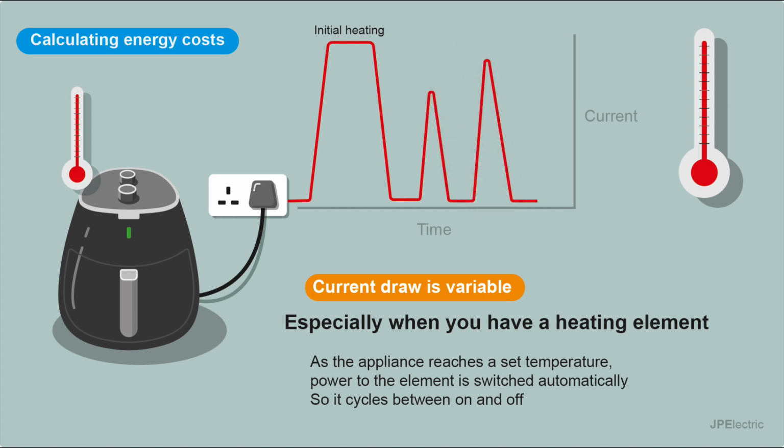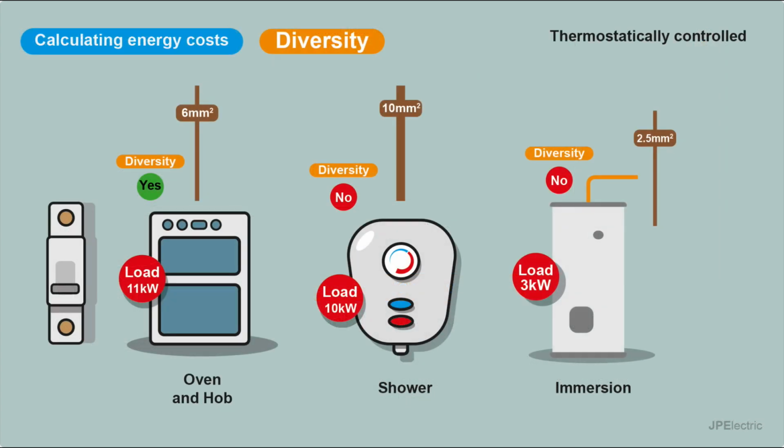So we need to factor in this drop in current use when we're working out how much something costs to run. This cycling of loads is evident in some of the fixed appliances in your house, some of the fixed wiring. With the oven and hob, you can apply diversity to that because you have these various elements switching on and off, and because of that, the cable supplying the appliance can have a low cross-sectional area. But some appliances, even though they are thermostatically controlled, you're not allowed to apply diversity to, such as showers and instantaneous water heaters.